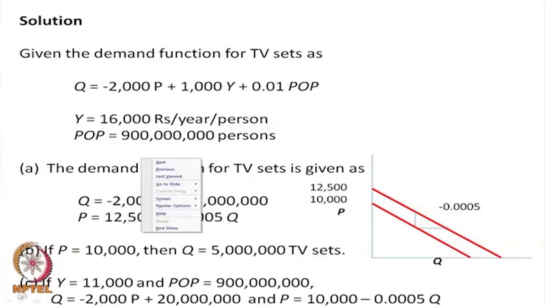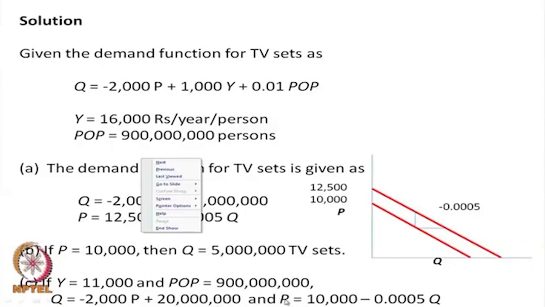The third part of the question is, if instead of Y, which is given as 16,000 rupees per year per person, suppose that the disposable income reduces from 16,000 to 11,000, population remaining same, then what is the demand function and what is the demand? Plot the demand curve. So, what we need to do is just put the value of Y as equal to 11,000 and not 16,000 and put pop equal to 900 million as it was. So, that gives us a value Q equals, the coefficient of P does not change, only the constant changes. It was earlier 25 million, now it has become 20 million.